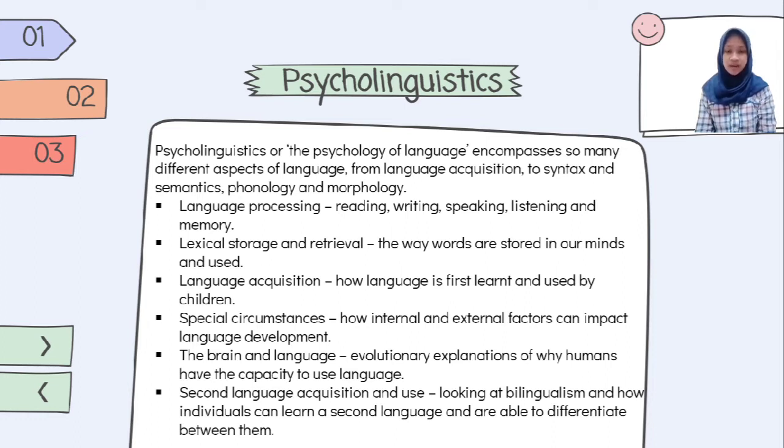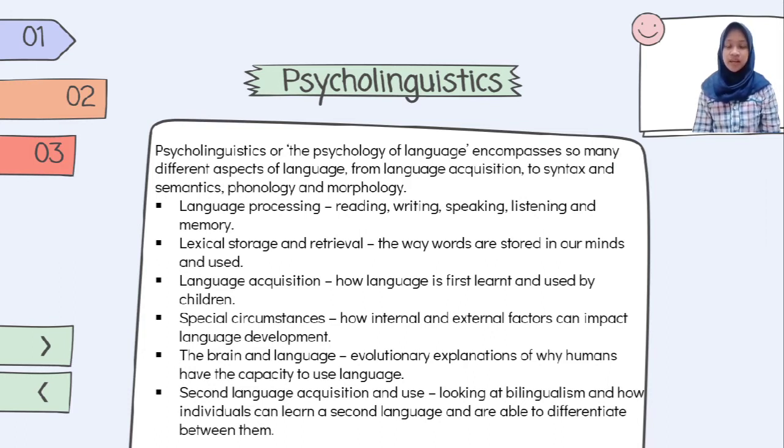Psycholinguistics involves number 1, language processing: reading, writing, speaking, listening, and memory. For instance, how words on paper are turned into meaning in the mind. Number 2, lexical storage and retrieval: the way words are stored in our minds and used. How we are able to map words onto objects such as ball and actions such as kick and love, and access this when needed. Number 3, language acquisition: how language is first learned and used by children.